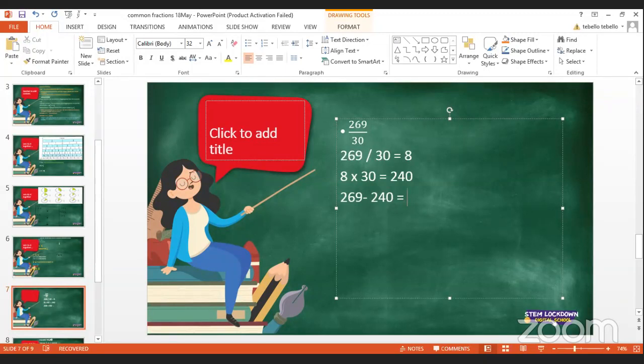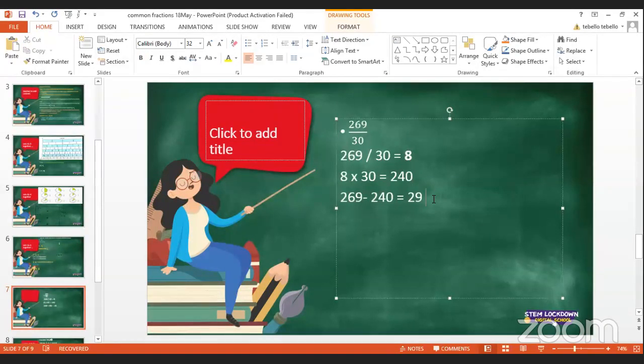Guys, when you say 269 minus 240, how much do you get? You can just say there in the comments, how much do you get? 29. Yes, correct. So here are our values. Our 8 will be our whole number.